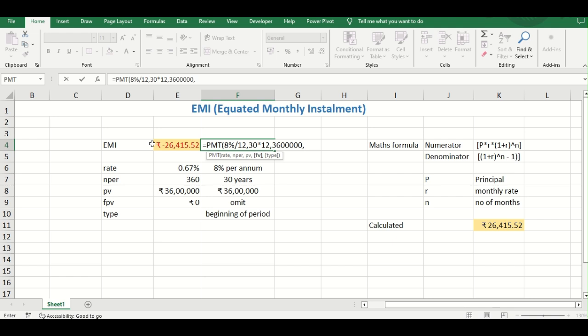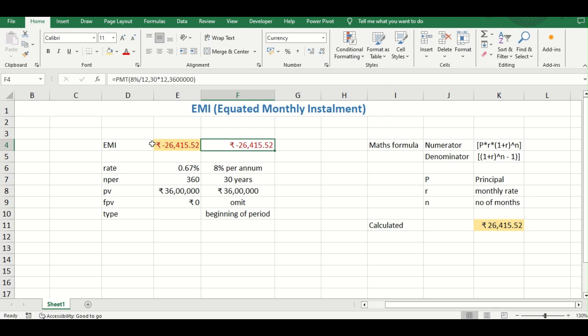And if we want to take the type as, say for the time being I put FV as 0, and the type we want as 0, which is end of the period. So we can put this also, or we can just ignore or omit these two values and just calculate the value, and we will get the same answer.